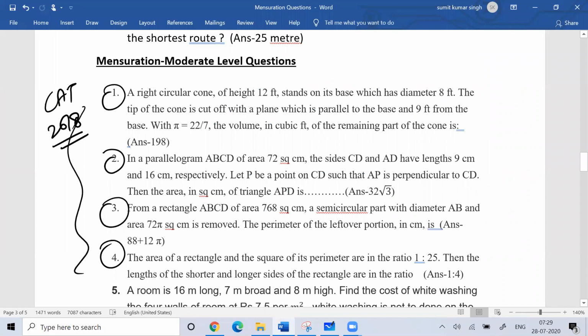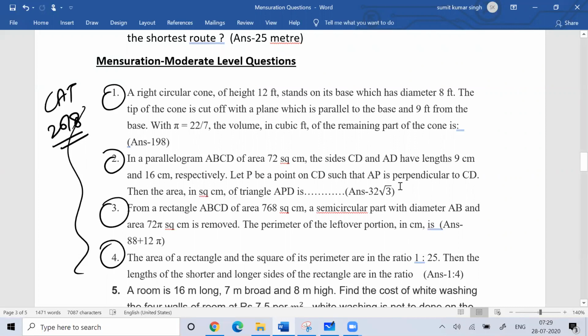So if they're asking you the volume in cubic feet of the remaining part, that would be 198 cubic feet. Fine. So now you can see question number 2. In the parallelogram ABCD of area 72 square feet, the sides CD and AD have lengths 9 and 16 centimeter respectively. Let P be the point on CD such that AP is perpendicular to CD. Find the area in square centimeter of the triangle APD.